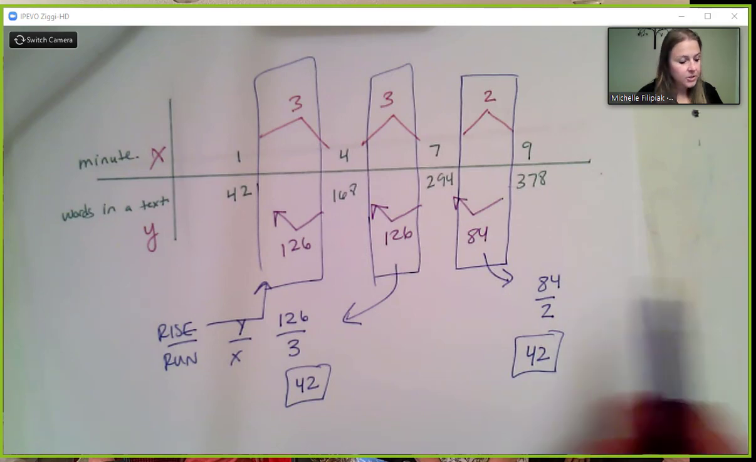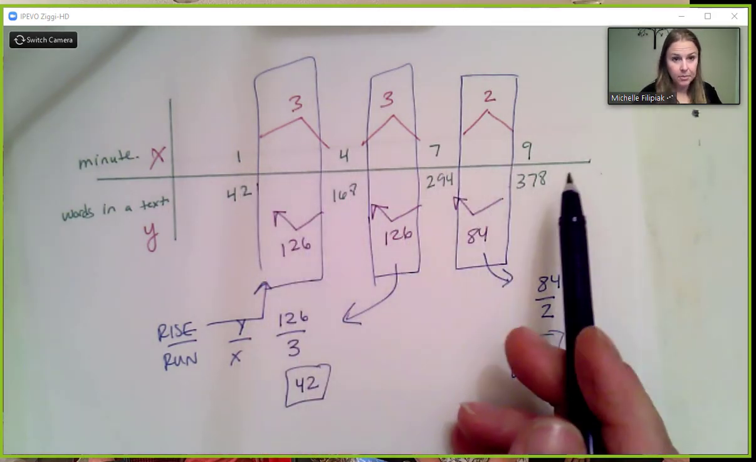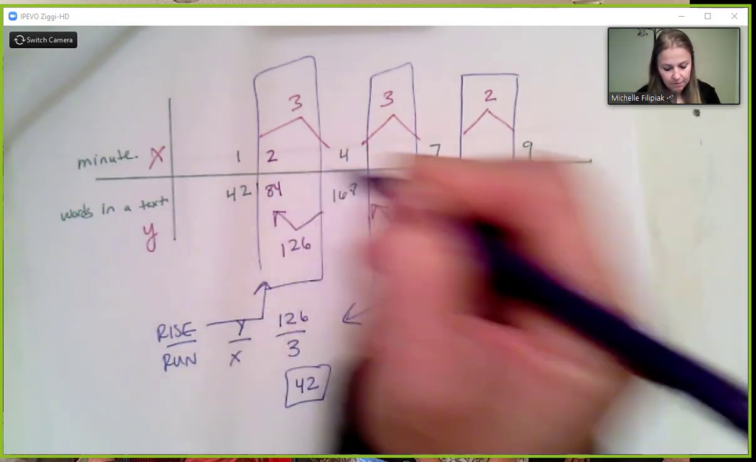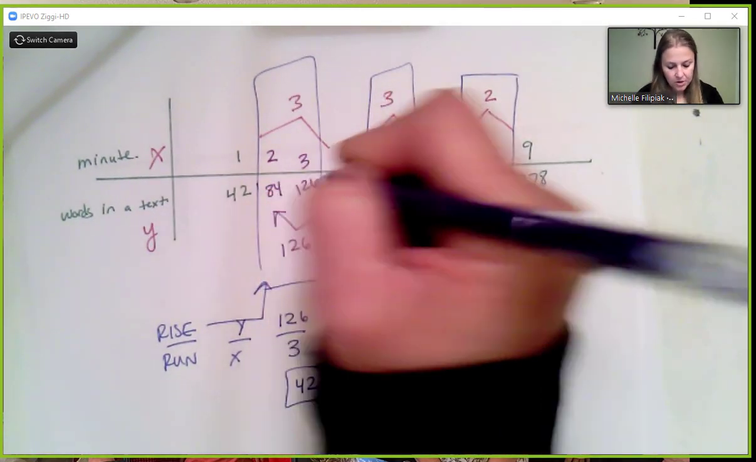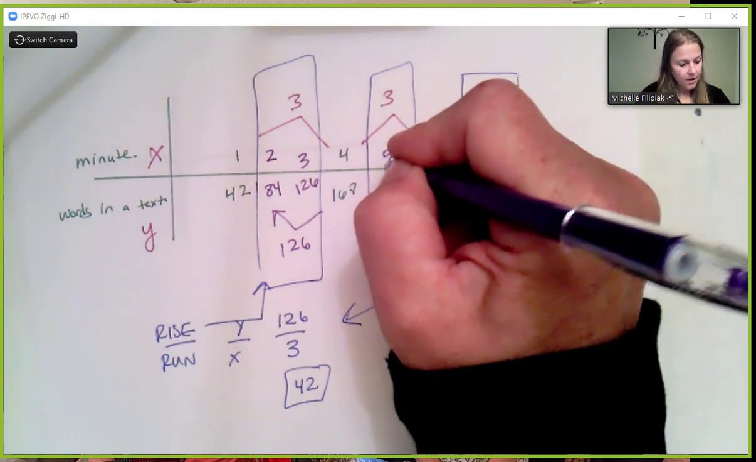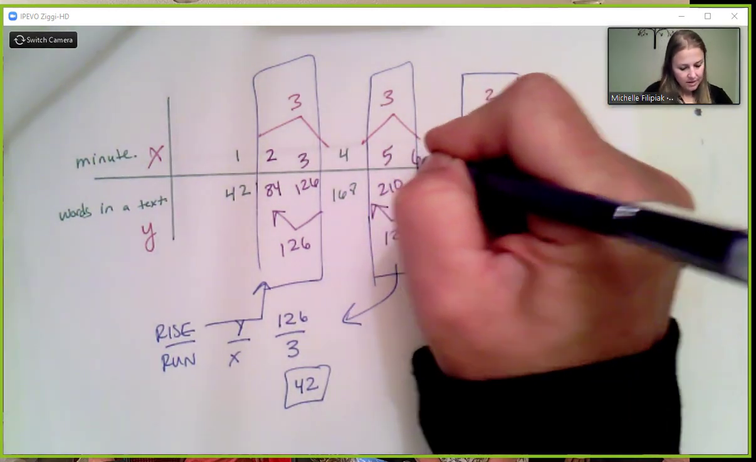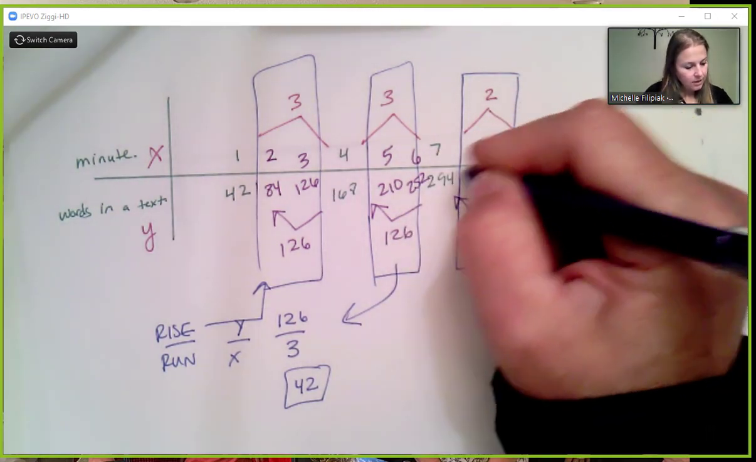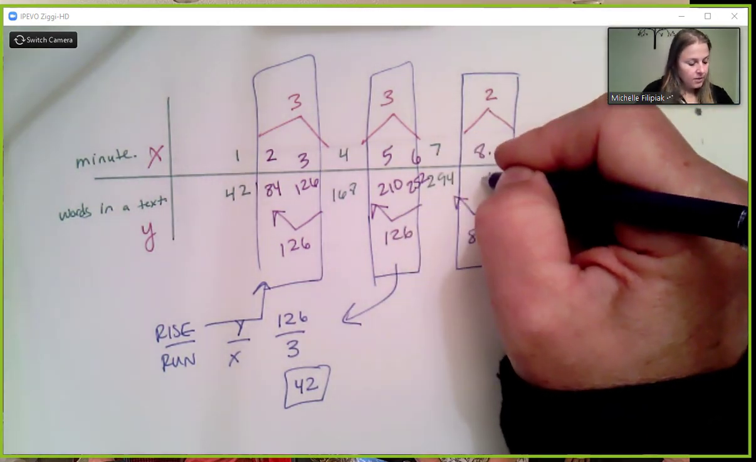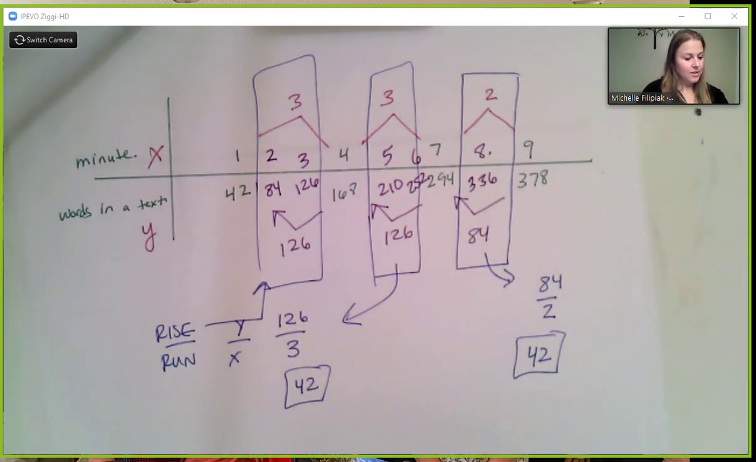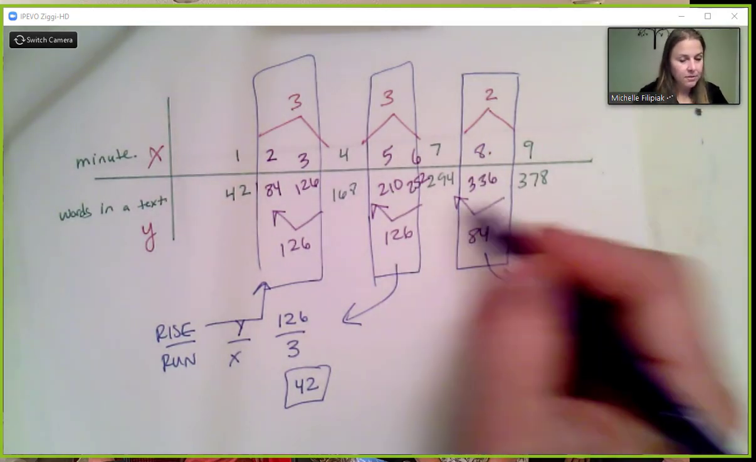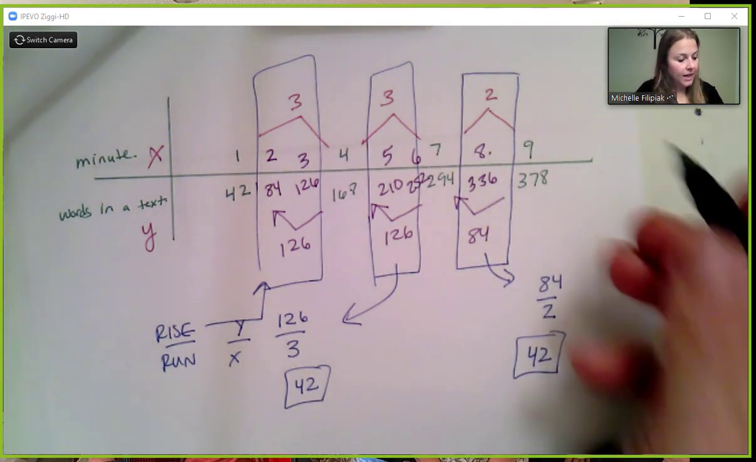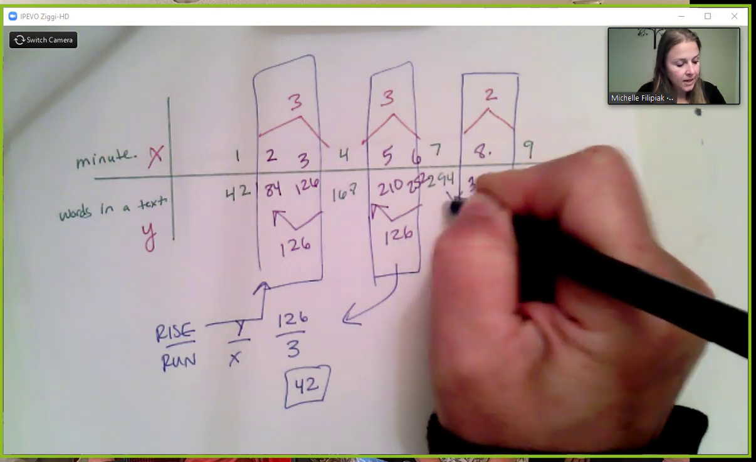Another thing that you could do is you could fill in the missing numbers if that's helpful. So you could write that 2 gives you 84, and 3 gives you 126, and 5 gives you 210, 6 gives you 252, and 8 would give you 336. And then you could find the unit rate like that. That's another method. If you did that way, you would get 42 every single time.